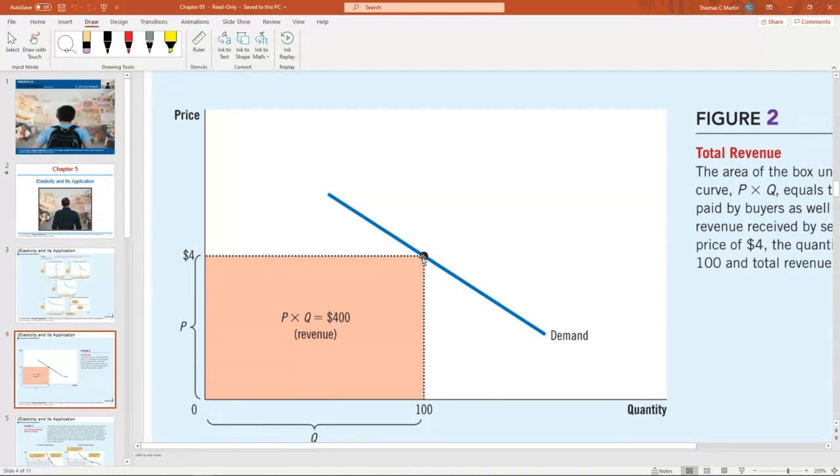But this is assuming that this is where we want to produce. That's where elasticity of demand is equal to 1 or near 1. It's just like the equilibrium. This is a moving target.